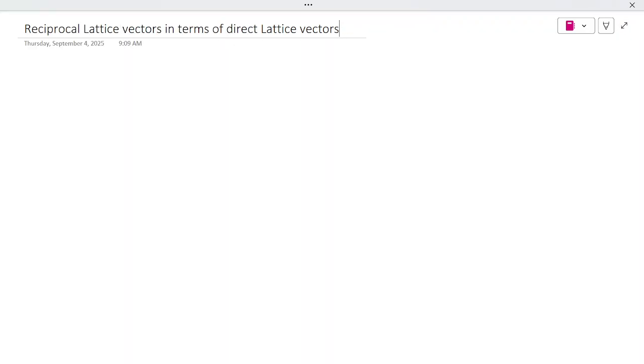Today we will be doing the topic reciprocal lattice vectors in terms of direct lattice vector. In the previous video, I have told you what is a reciprocal lattice. This is basically the collection of points from which the diffraction actually occurs. Those set of points tells us the diffraction pattern of a specific crystal.